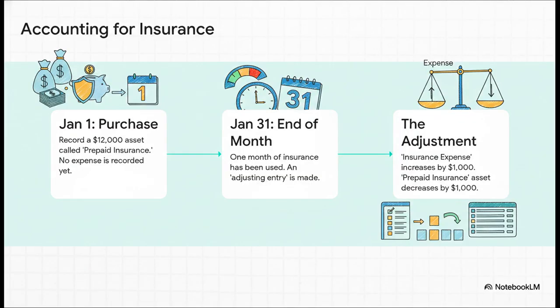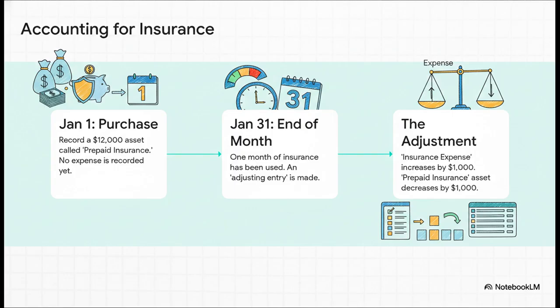Let's walk through the proper accounting treatment for this. On January 1st, we do not record an expense. Instead, on our balance sheet, we create an asset called prepaid insurance for $12,000. We've basically just traded one asset, cash, for another asset, which is the right to future insurance coverage.